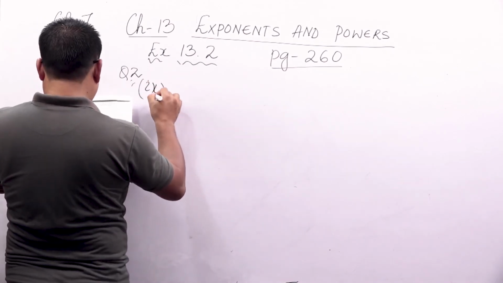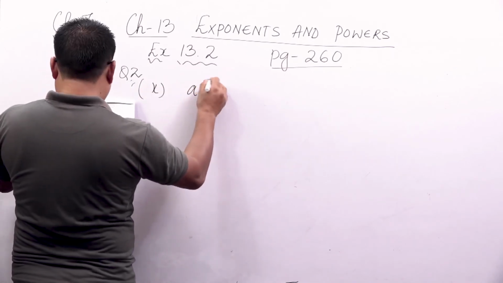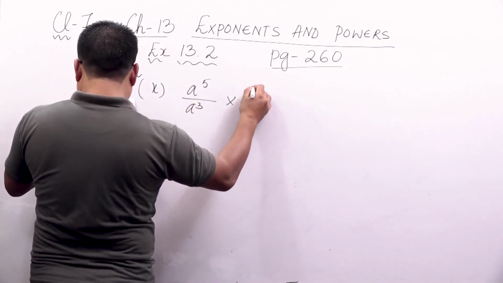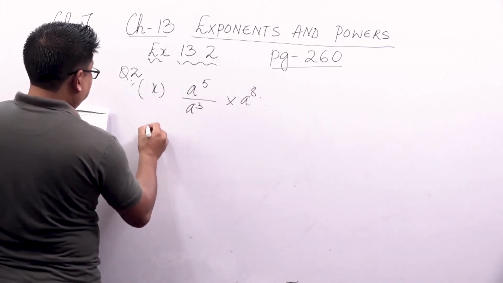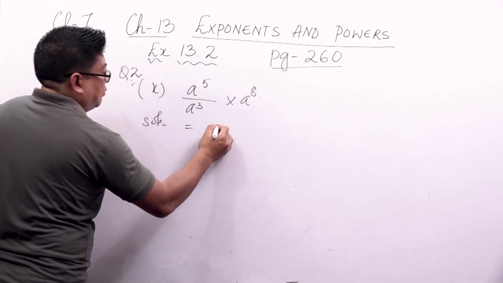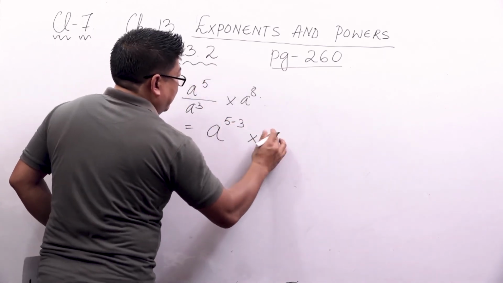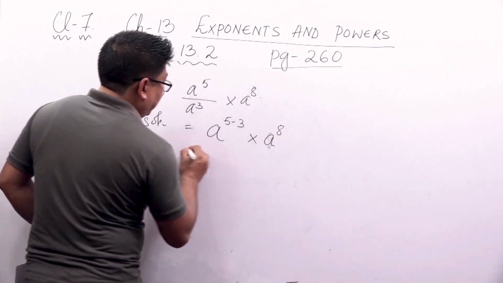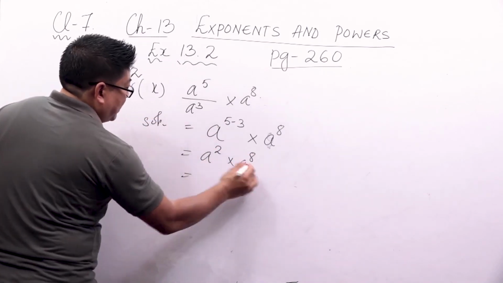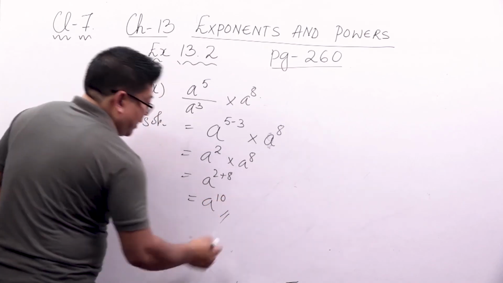Sorry, 10. A to the power 5 by a to the power 3 into a to the power 8. Okay? So this is the question that we have with us. So first solve for this. Both the bases are same. It's divide, so power you subtract. All right? So a to the power 5 minus 3 is 2 into a to the power 8. Both bases are same, multiply, so add, and you get a to the power 10.